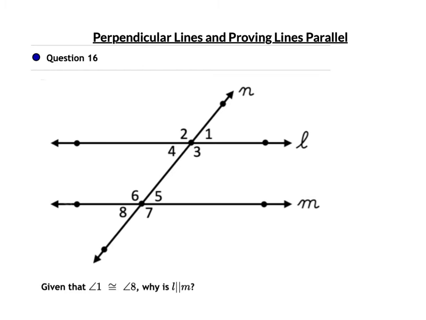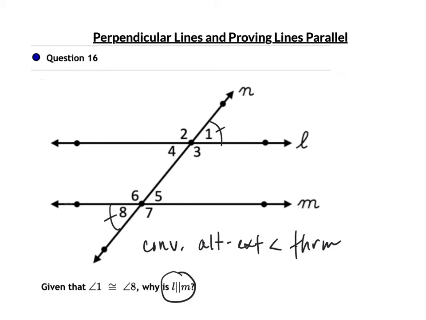Another question 16. Given that angle 1 is congruent to angle 8. Those are alternate exterior angles. So the conclusion is the lines are parallel. That means you're going to be using the converse. So this is the converse of the alternate exterior angle theorem.